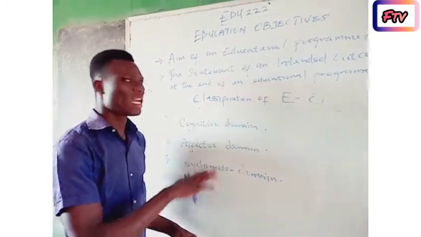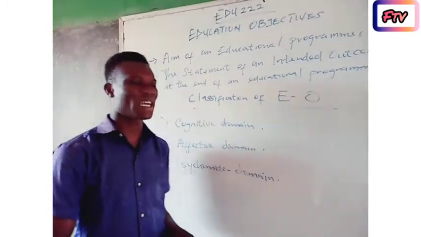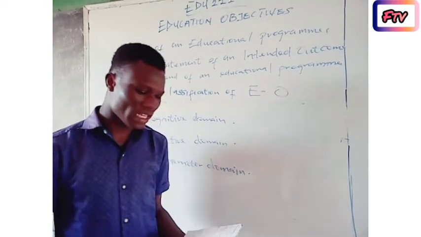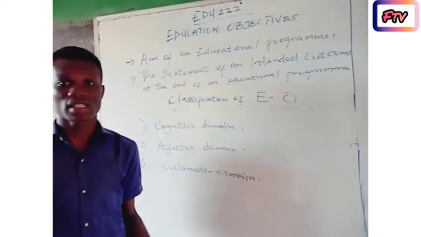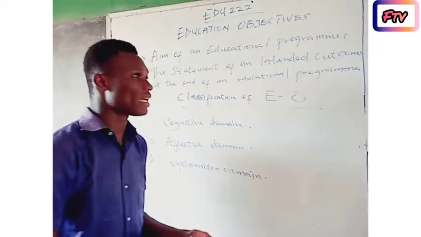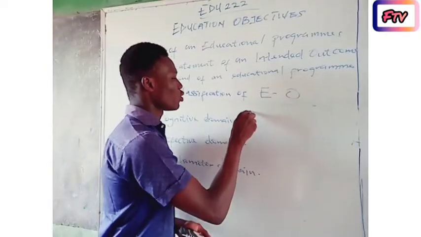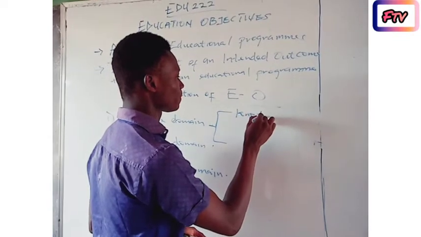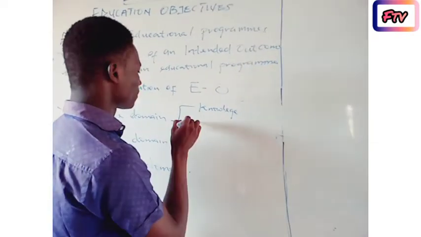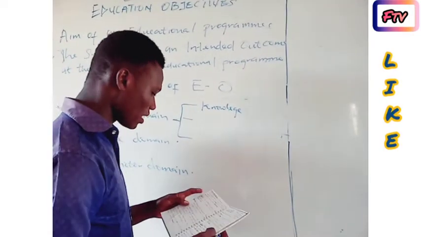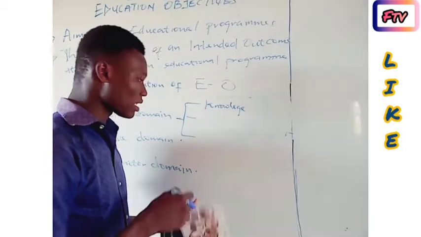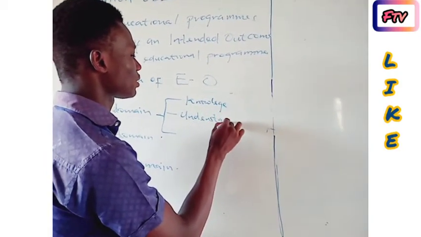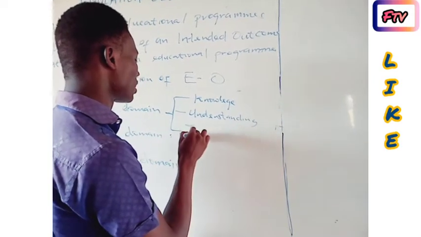That's the cognitive domain. And this cognitive domain too is actually split basically into like 3 categories. We have 3 categories under this cognitive domain. We have the knowledge, understanding, and the third one is thinking.